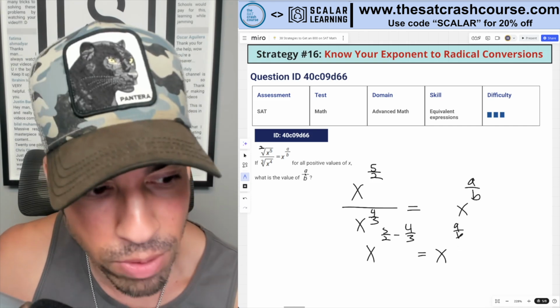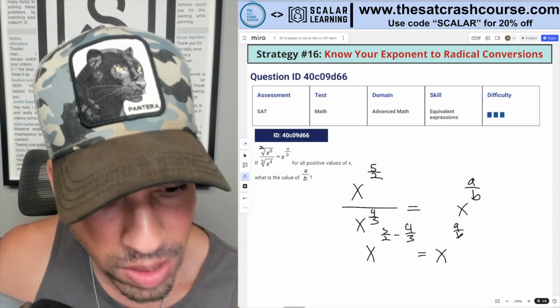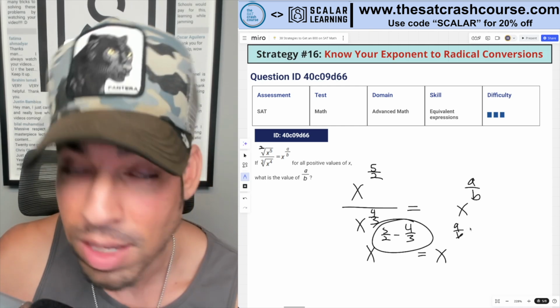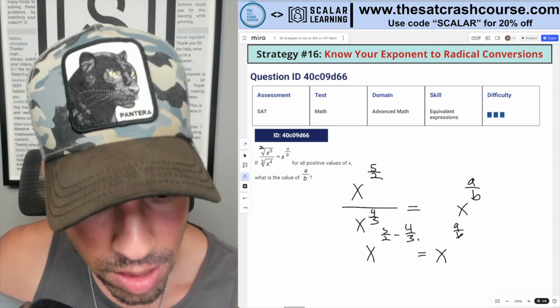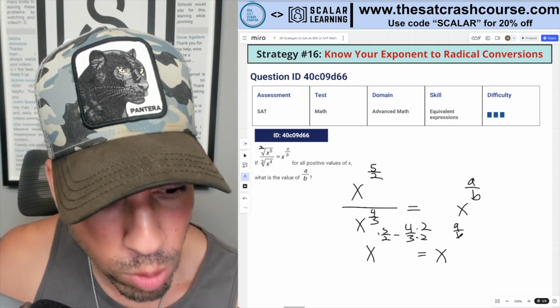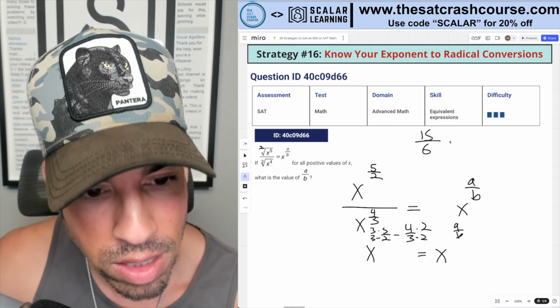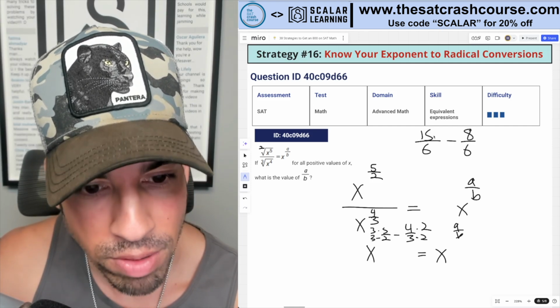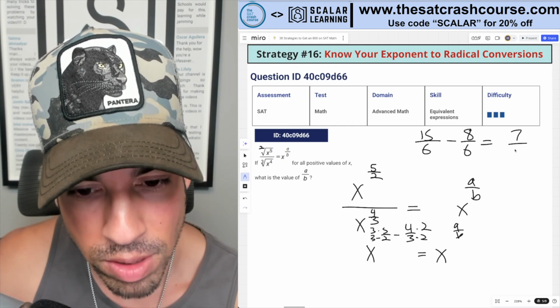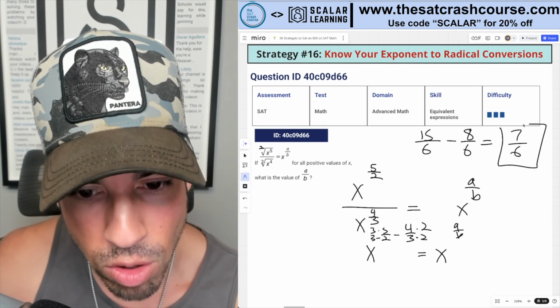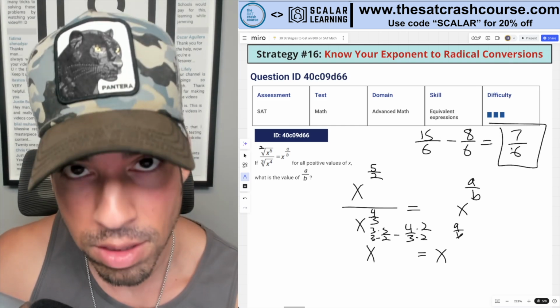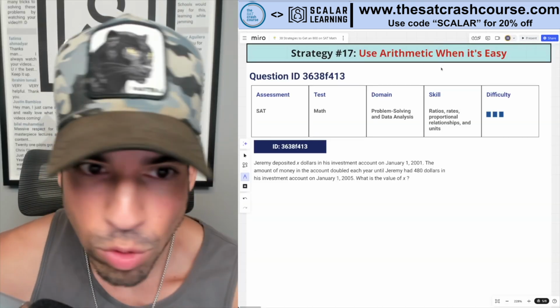So since I'm just trying to solve for a over b, all I got to do is figure out what this difference is, and that's a over b. Let's get some nice common denominators. Multiply by 2, multiply by 3 and 3. So I got 15 over 6 minus 8 over 6. 15 minus 8 is, of course, 7. So my final answer is 7 over 6. That's how you do it. Done. Strategy number 17, use arithmetic when it's easy.